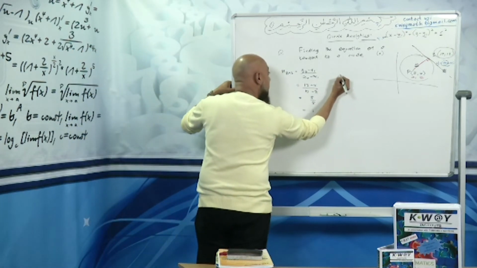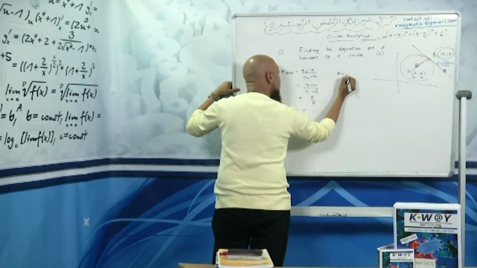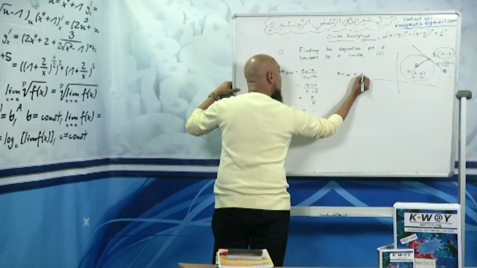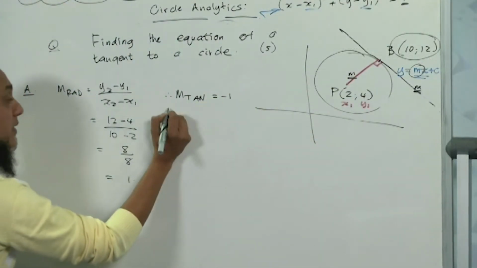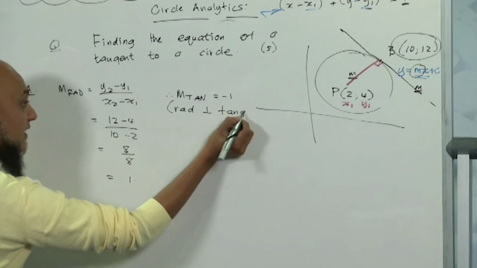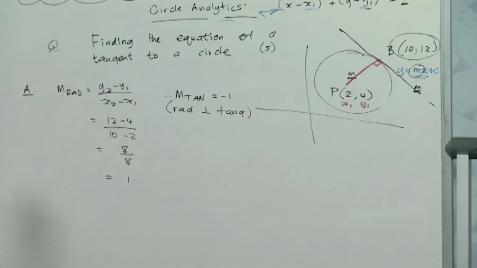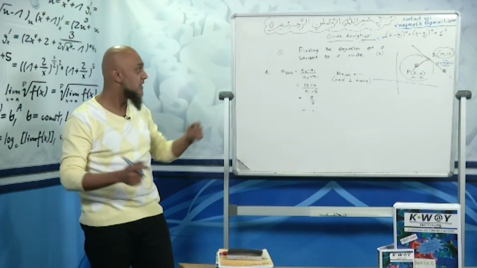Therefore, step number 2. So we've got the m of your radius, therefore the m of your tangent must equal -1. Why? Because 1 times -1 equals -1, because your radius is at 90 degrees to your tangent. So we change the sign. Remember what we said before? Change the sign and flip the fraction. If the old one is negative, the new one will be positive.